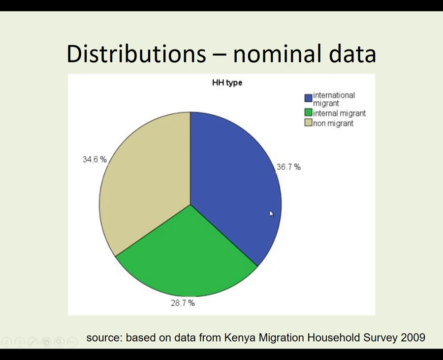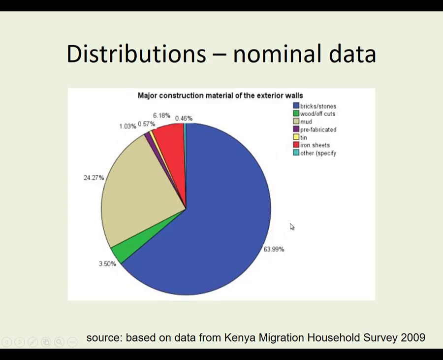Here, slightly more complex and interesting, is looking at the construction of houses. In this Kenyan survey, bricks and stones are now the most common, but there's still about a quarter of people who have mud houses. And then smaller sections for things like iron sheets, bits of wood, and informal settlements and so on.